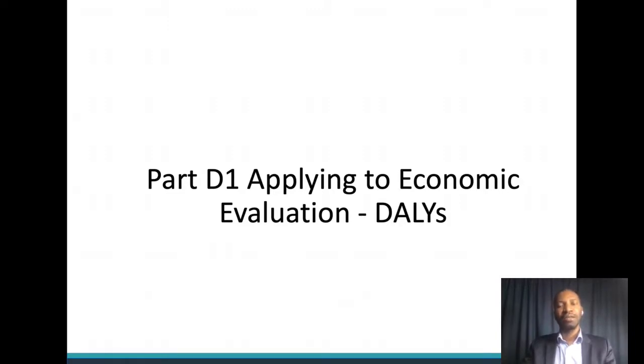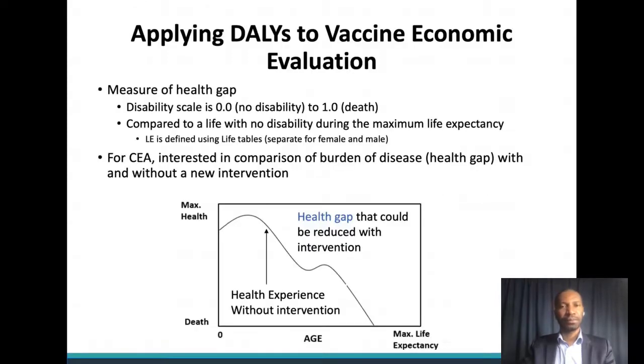How do we apply these measures to economic evaluation? Let's start with DALYs. How do we apply DALYs to vaccine economic evaluation? We can use them to measure the health gap. The disability scale is from 0, no disability, to 1, death, compared to a life with no disability during the maximum life expectancy.